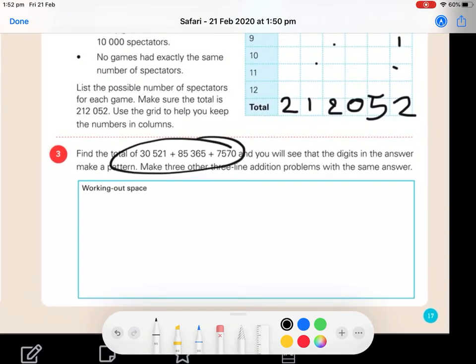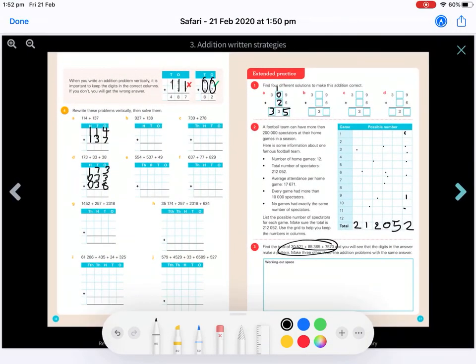Find the total of those 3 numbers, and you'll see the digits and the answer make some sort of pattern. Then you've got to make 3 other 3-line addition problems with the same answer as those 3 added together.